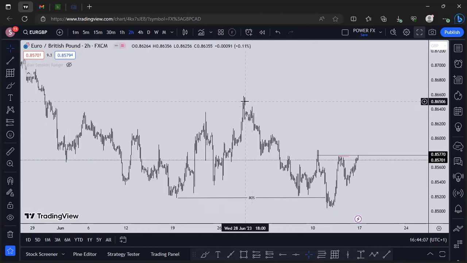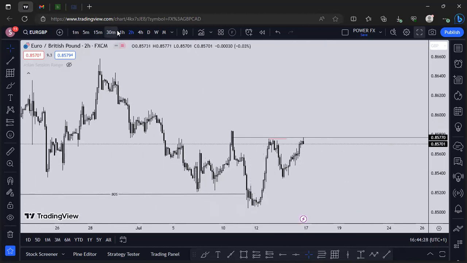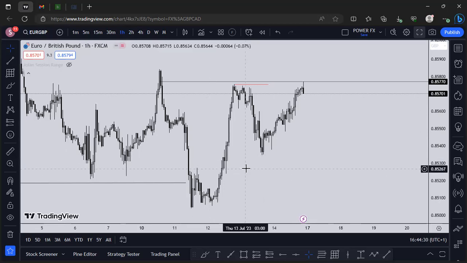If you notice, price was coming to the downside, going to the upside: lower low, lower high, lower low, higher high. From here, price tanked all the way to the downside and caused this break of structure. So this was the base that caused this previous break of structure. So we want to look out for this particular base.